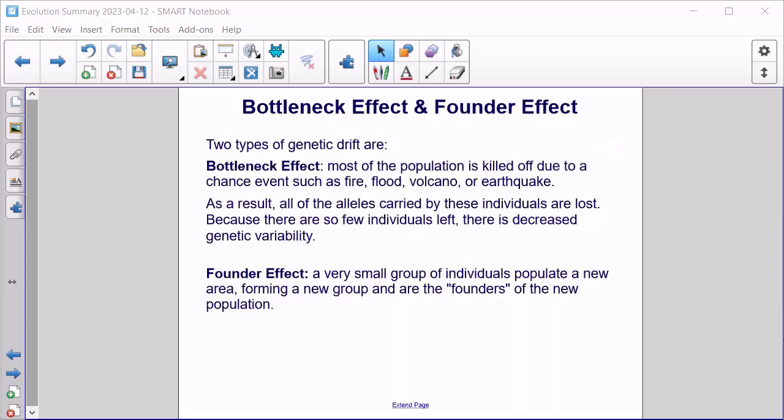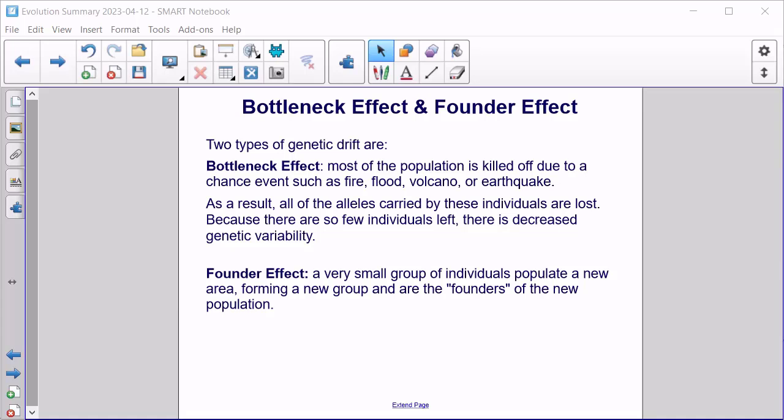Bottleneck effect and founder effect. 2 types of genetic drift are: 1, the bottleneck effect, where most of the population is killed off due to a chance event such as fire, flood, volcano, or earthquake. As a result, all of the alleles carried by these individuals are lost. Because there are so few individuals left, there's decreased genetic variability.